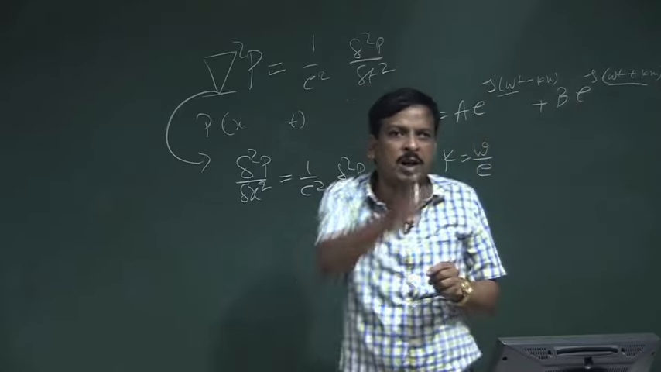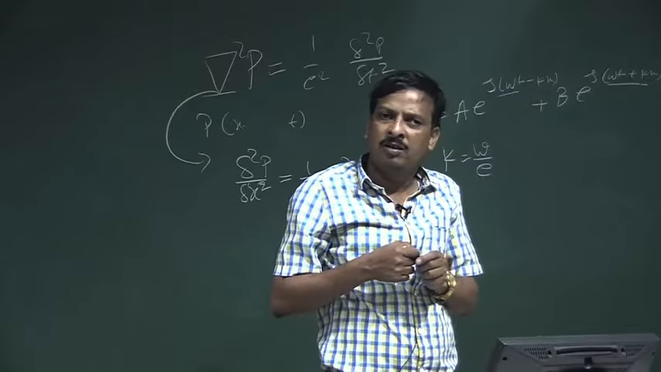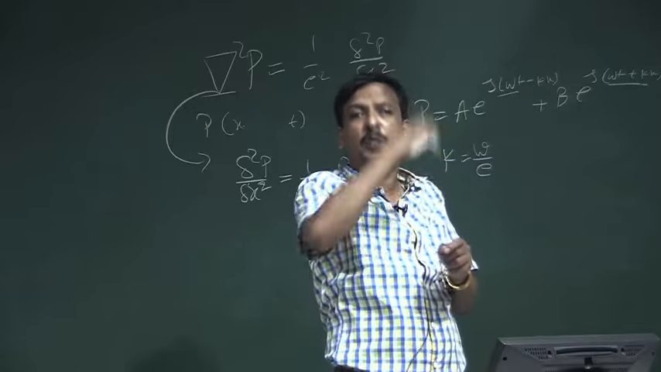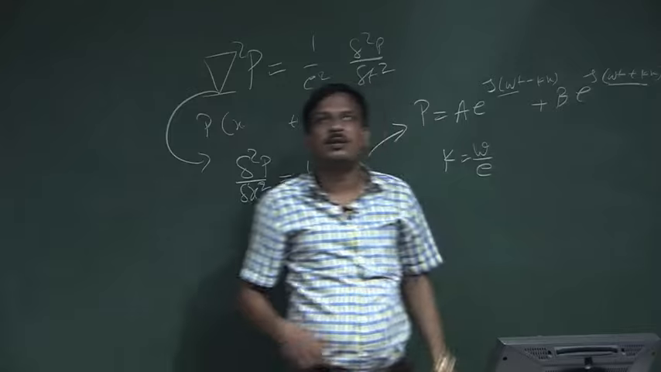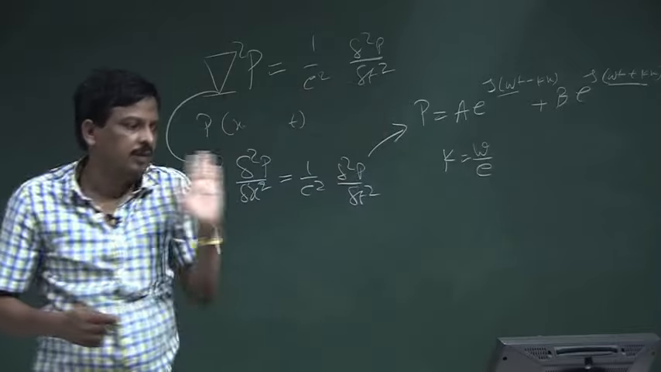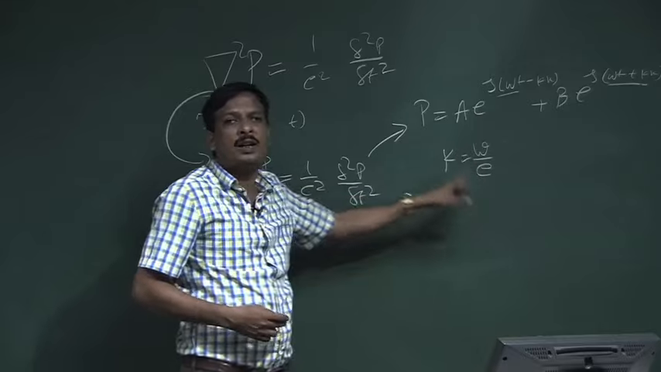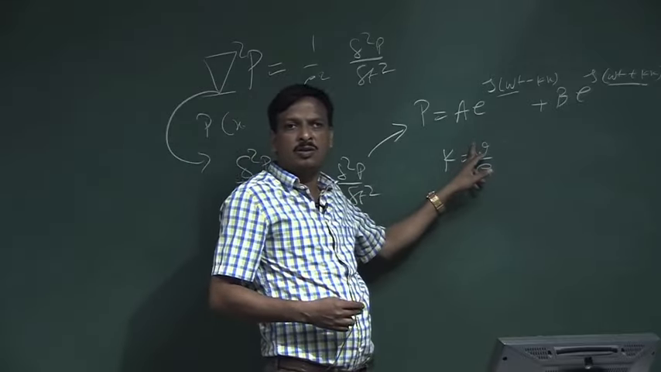So, if it is a forward wave, then it is minus; if it is a backward wave, then it is plus. Forward wave means distance is covered, and backward means distance is to be covered. That is why minus k x, plus k x. So, one is the forward wave, another is the backward wave, and k is the wave number omega by c, where c is the velocity of the sound and omega is the frequency.